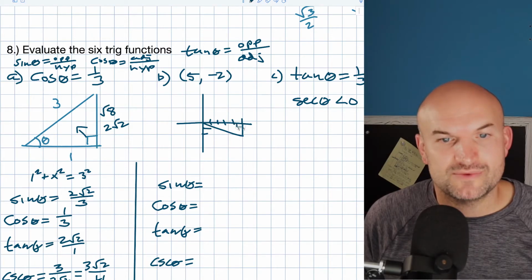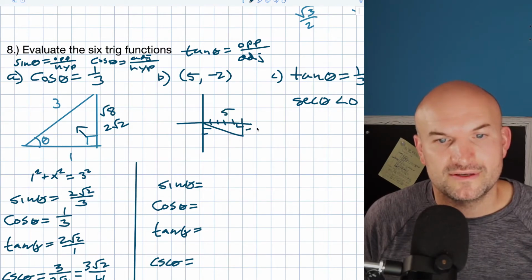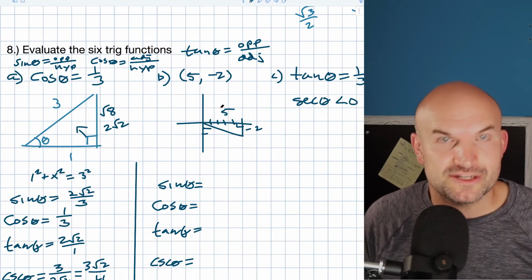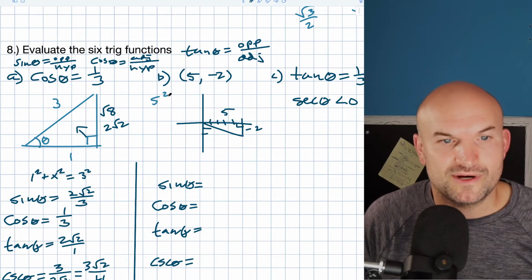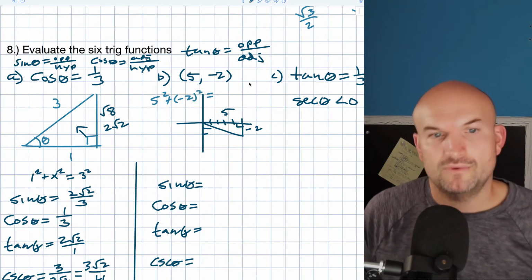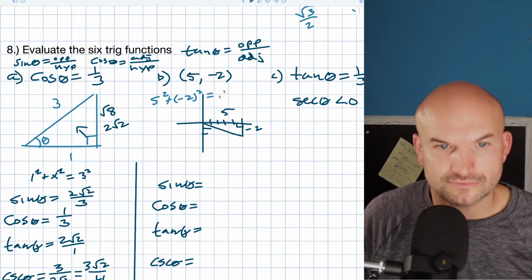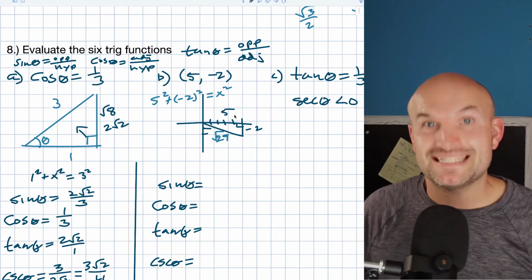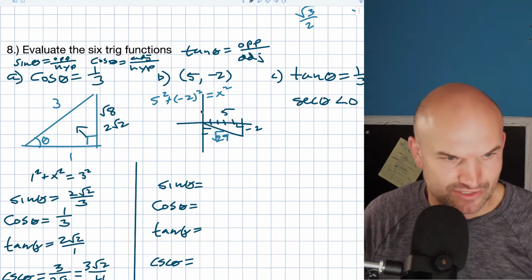Now what's cool about this is we can create a triangle here. 5, negative 2, right? And then from there, we can also go ahead and find the hypotenuse, right? So we have 5 squared plus negative 2 squared equals, well, that's going to be 29. Let's just call this x squared, right? So the square root of 29 is going to be your hypotenuse.